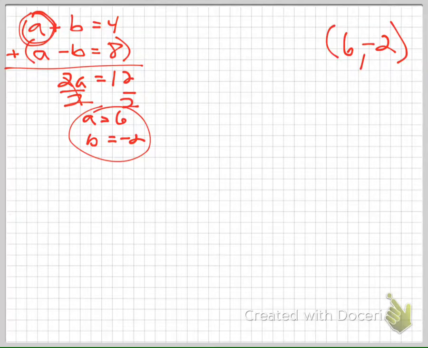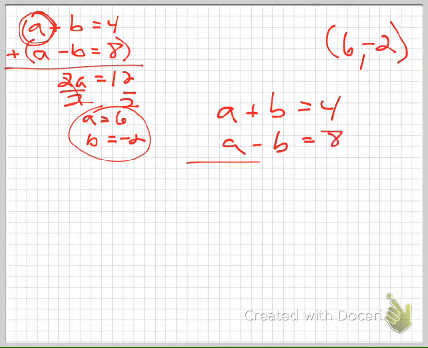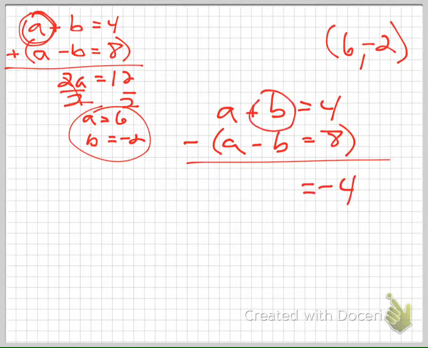Okay, let's show that makes no difference. A plus B equals 4. A minus B equals 8. Here's the deal. Let's subtract it. What is 4 minus 8? Negative 4. What is B minus a negative B? What does minus a negative mean? It means plus. So B plus B is 2B.